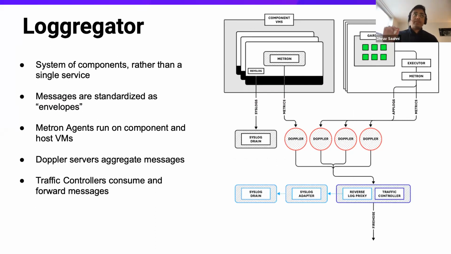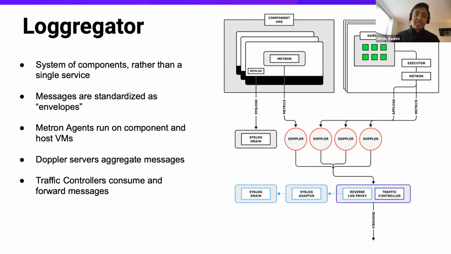And this diagram is trying to convey that logaggregator is not just one thing. It's not just one service that runs. It's actually a combination of different things. And the different components, I'll talk about it in a second, are all tied together. It's a path or a chain.